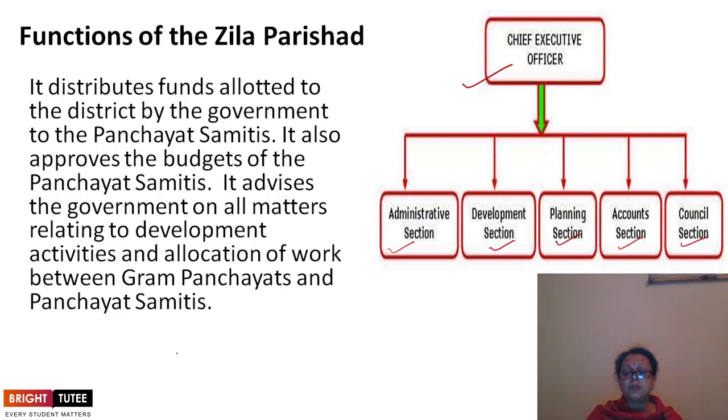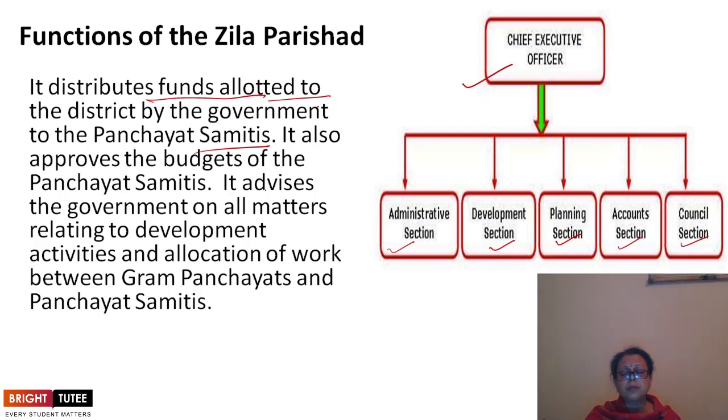Then it distributes funds allotted to the district by the government to the Panchayat Samitis. This is the most important work done by the Jila Parishad. Whatever the fund is allotted to the district by the state governments, it is distributed by the Jila Parishad.